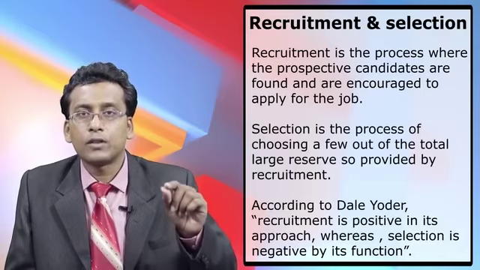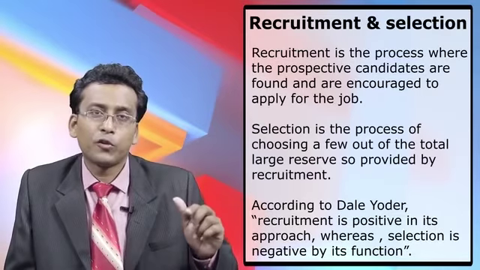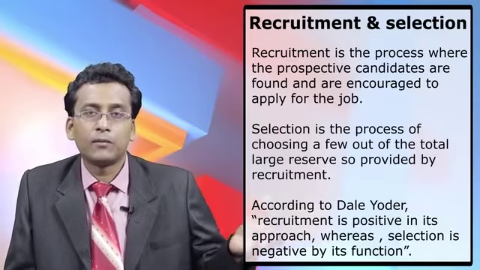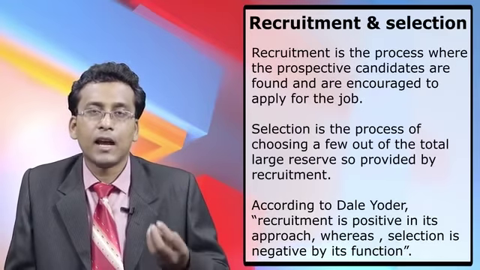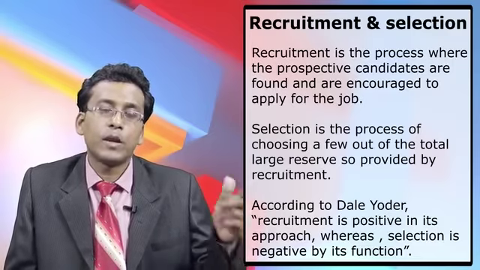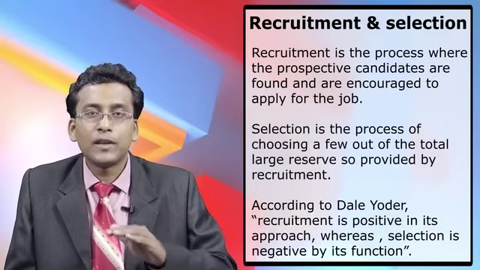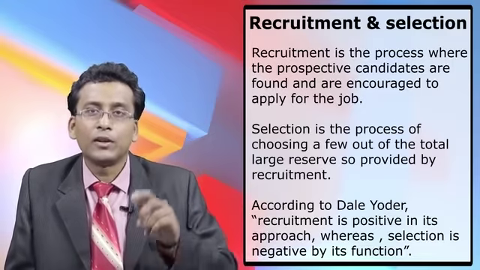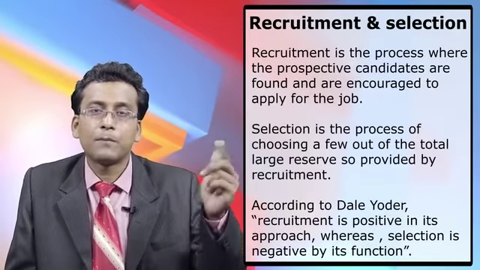Now, why do we have to take note of this point? Because in recruitment, you are encouraging the prospective employees to apply, whether from the internet or by sending a direct application to your office. On the other hand, from the number of people who have applied, you are doing some kind of elimination. You are trying to find the right person for the right job. So in a way, selection becomes negative by function.